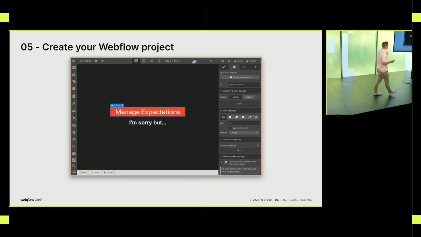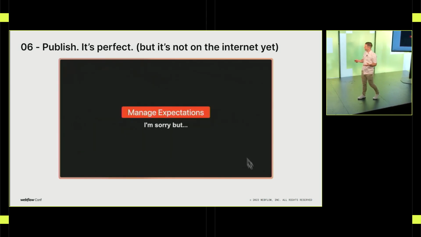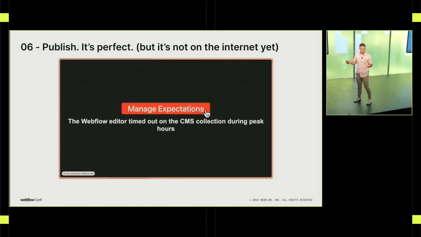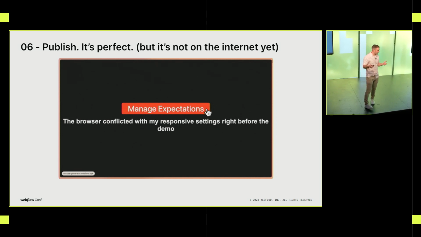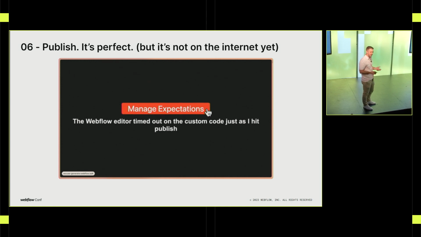I have this big red button, manage expectations, and I've given it an ID of excuse button, and below that is my excuse message, I'm sorry, but, and that has an ID of excuse message. So I publish, and it's awesome. My code generator works, or my excuse generator, excuse me. And it's not on the internet yet, though. It's just on my local machine.